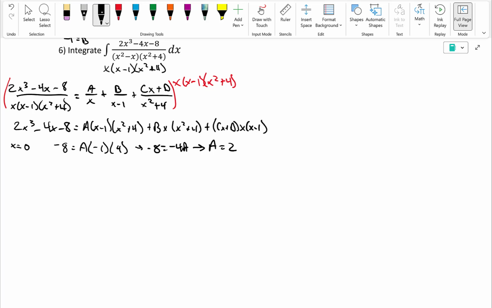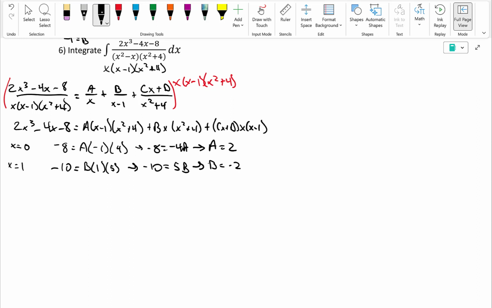And then our other 0 would be 1. If we plug in x equals 1, we get 2 minus 4, negative 2 minus 8, negative 10 equals. The A and Cx plus D terms will be gone. They both have the factor of x minus 1. So we're left with just B times 1 times 5, or 5B. So negative 10 equals 5B, or B is negative 2.